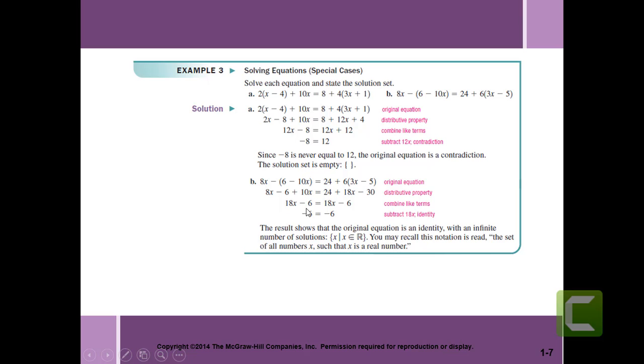That means that it doesn't matter what x you choose, the statement will always be true, which means that all values of x is a solution. So that means that all real numbers are a solution to this equation.